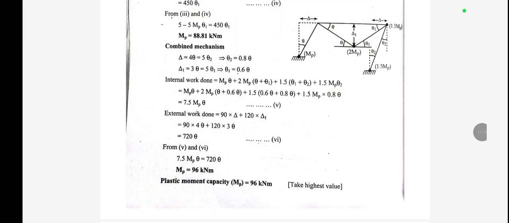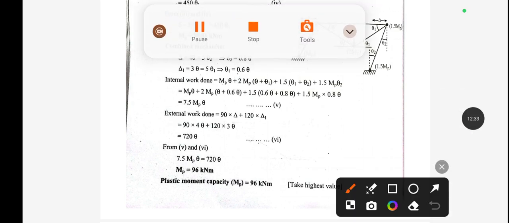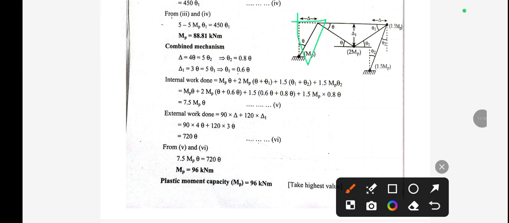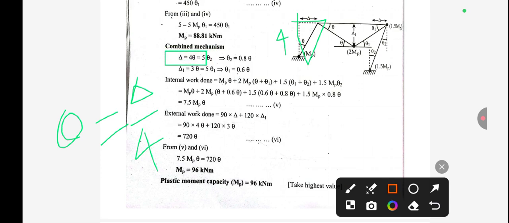And similarly for the combined mechanism, if we take the right angle triangle, this one, okay, then in this case theta will be equal to, this value is 4. Okay, so tan theta is nearly equal to theta, and this value will be delta by 4. Okay, so from here delta will be equal to 4 times theta.